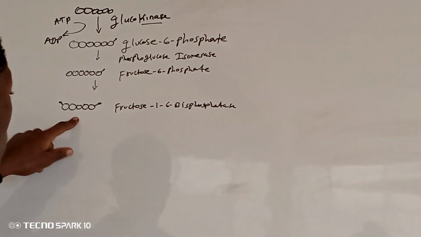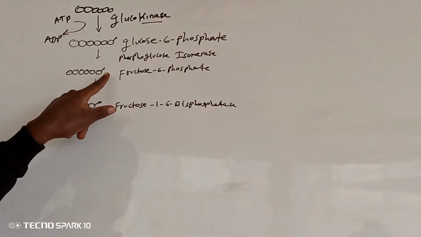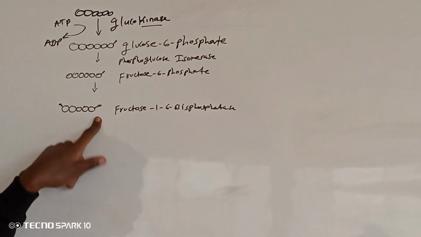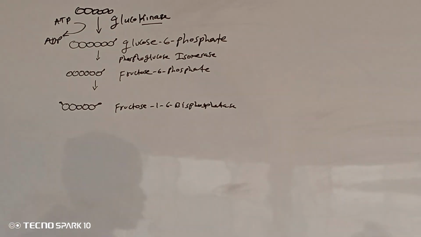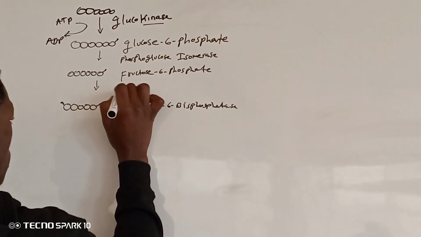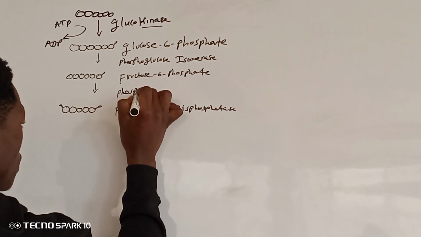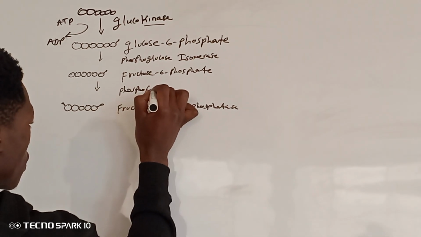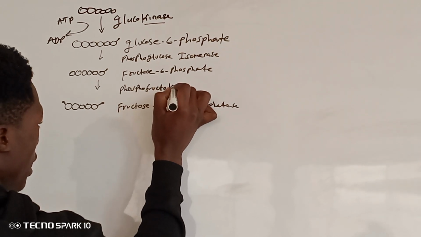Now, we've added another phosphate group. Remember, the phosphate group was at position 6, and we've added another phosphate group. So we're going to have a kinase. What's the name of this enzyme? This is going to be called phosphofructokinase.